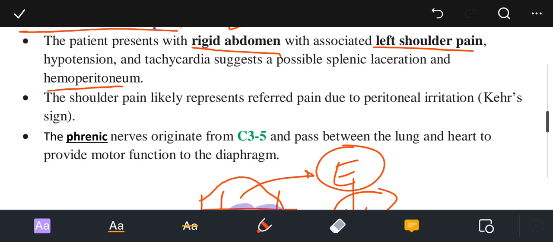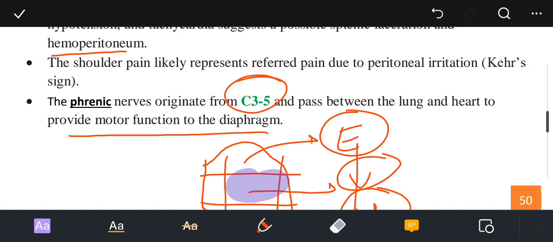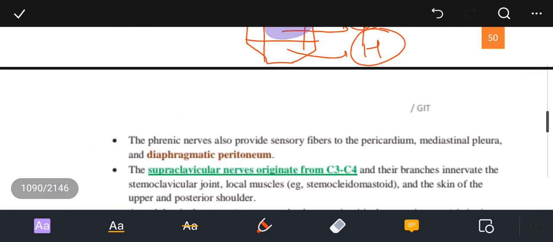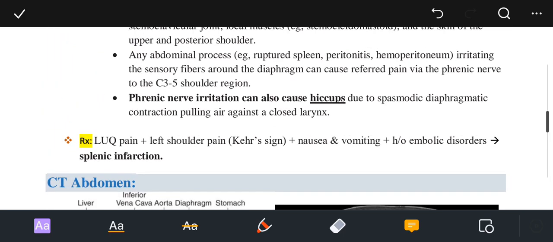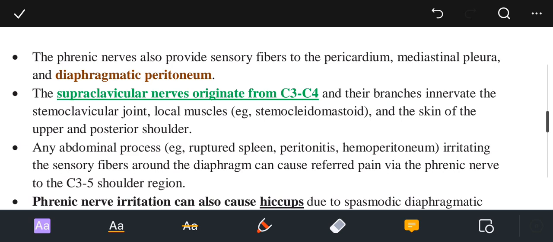The phrenic nerve originates from C3 to C5 and passes between the lung and heart to provide the motor function to the diaphragm. So the root values for the phrenic nerve are C3, C4 and C5, and when they get irritated, the pain is referred to the shoulder. The phrenic nerve also provides sensory fibers to the pericardium, the mediastinal pleura and the diaphragmatic peritoneum.